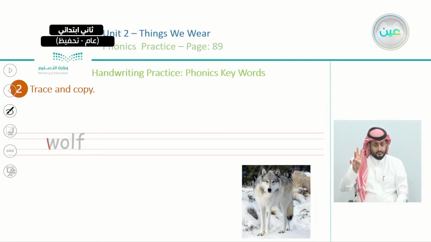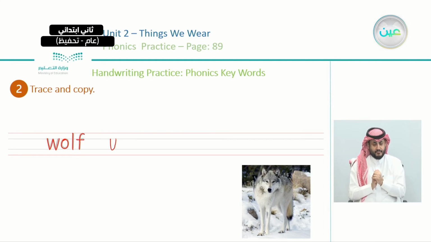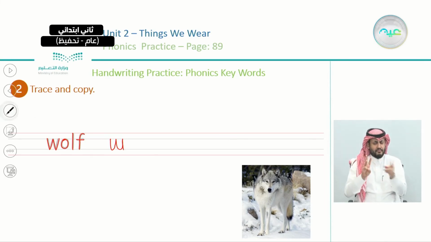W here is between number 2 and number 3. Okay, so W, O, L, then we have F, wolf. Now let's write it. So you can write W like this or like this. Both are correct. Okay, then we have O, L, then F, wolf. Now let's write it again.